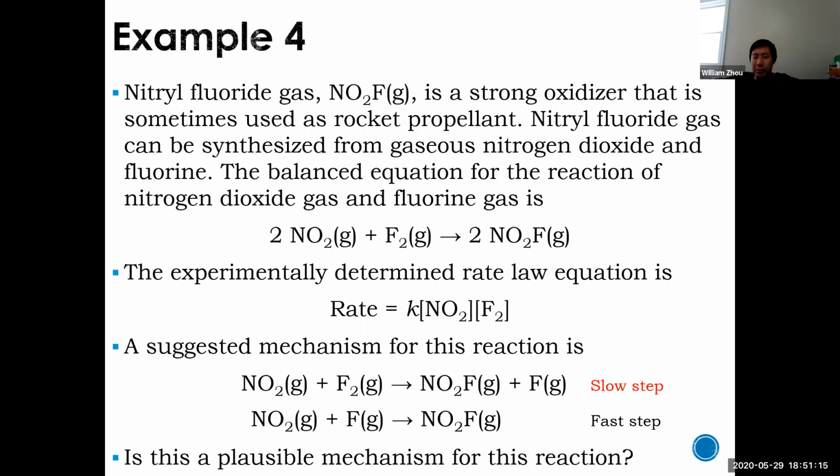NO2 plus F2, you get NO2F first, plus a fluorine radical F. No 2, just F. That's the slow step. And then you have the NO2 plus the F radical, just the lonely F, and then you have NO2F. That's the fast step. This could be the mechanism here. So let's decide, is this a plausible mechanism for this reaction?